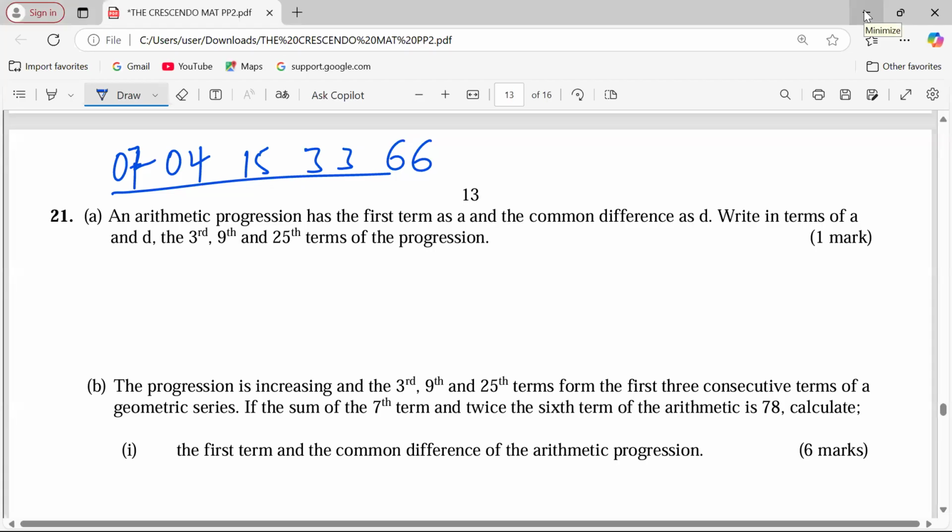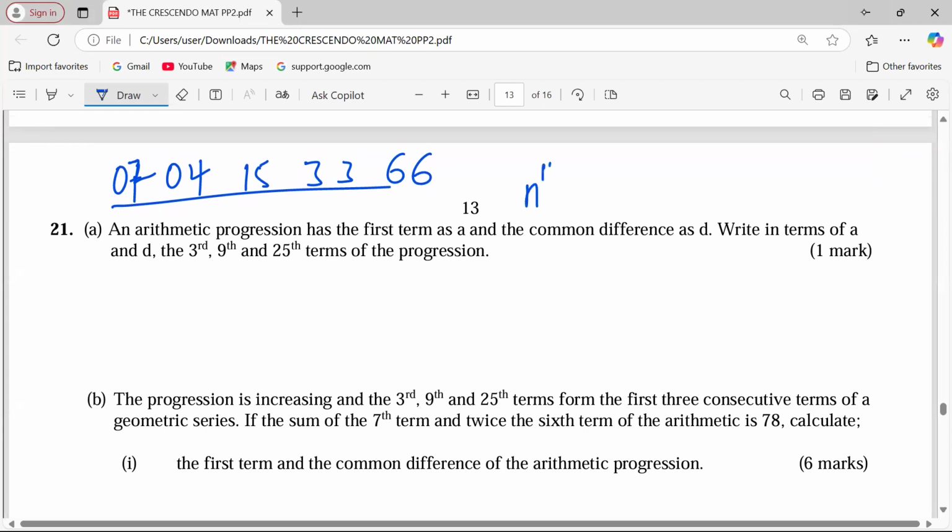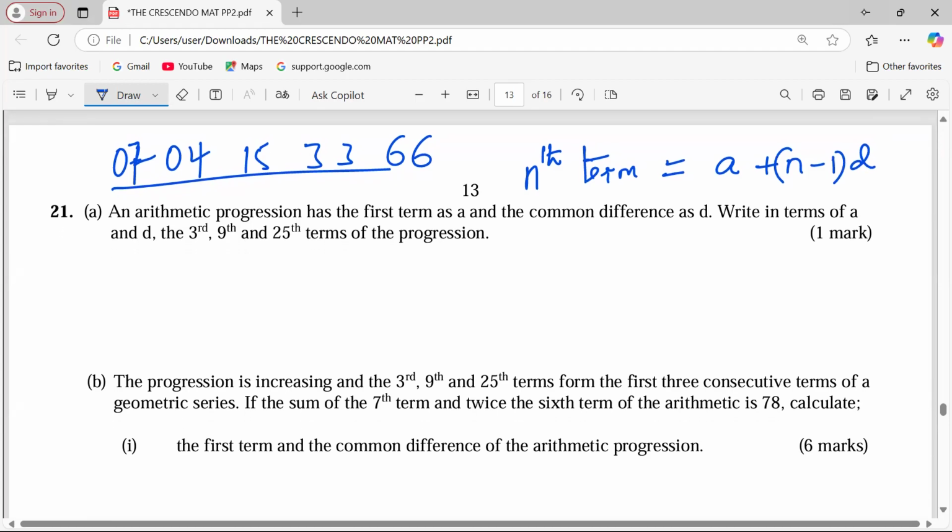Number 21, an arithmetic progression has the first term A and the common difference D. Write in terms of A and D the third term, the 9th term, and the 25th term of the progression. We know generally that any term is given by A plus N minus 1 multiplied by the common difference. So the third term shall be A, which is the first term, plus N, which is 3, minus 1, multiplied by the unknown common difference. So the third term shall be A plus 2D.